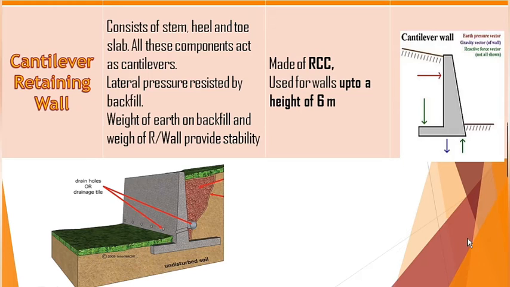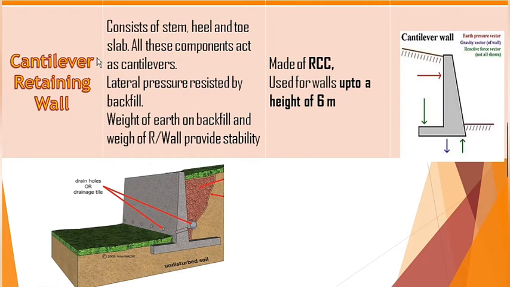Now the next type of retaining wall is the cantilever retaining wall. This is a very important and the most commonly used RCC retaining wall. As you can see in this particular diagram, this is a kind of inverted T shape retaining wall. This is the backfill which this retaining wall has to support. It is generally made of RCC and is used for walls or backfill up to a height of 6 meters. It is quite economic for these heights and is provided where gravity retaining walls cannot be provided.